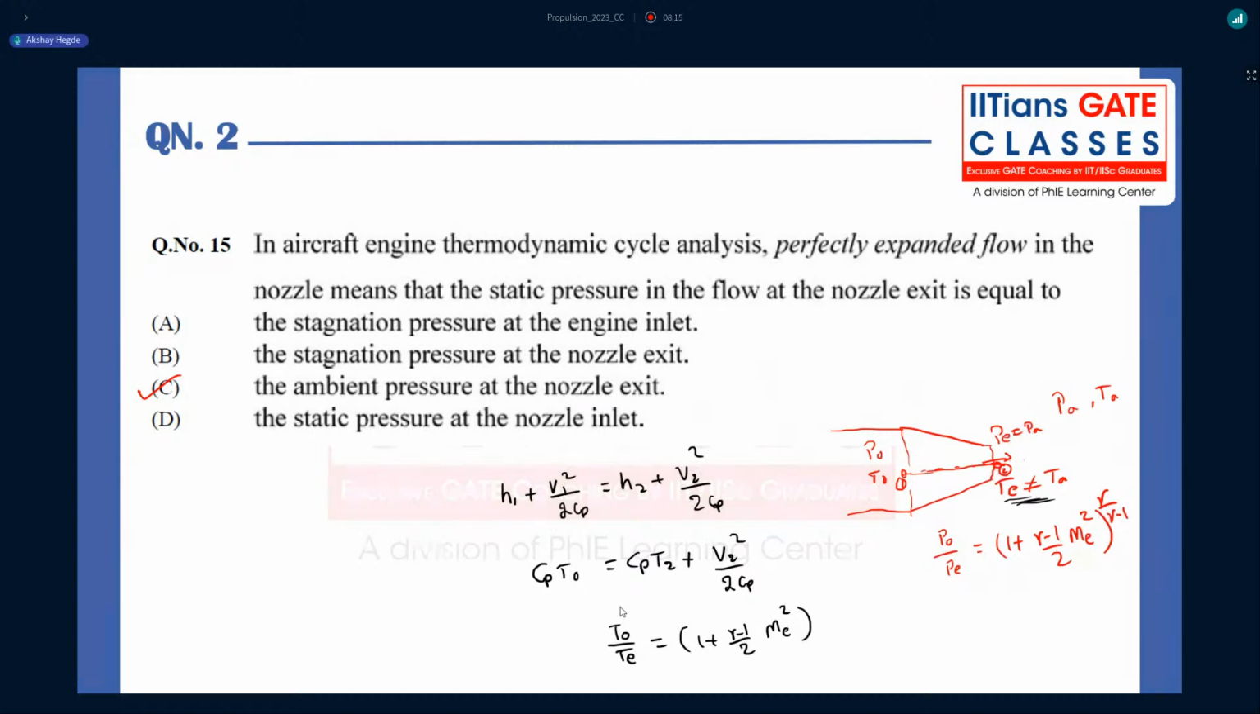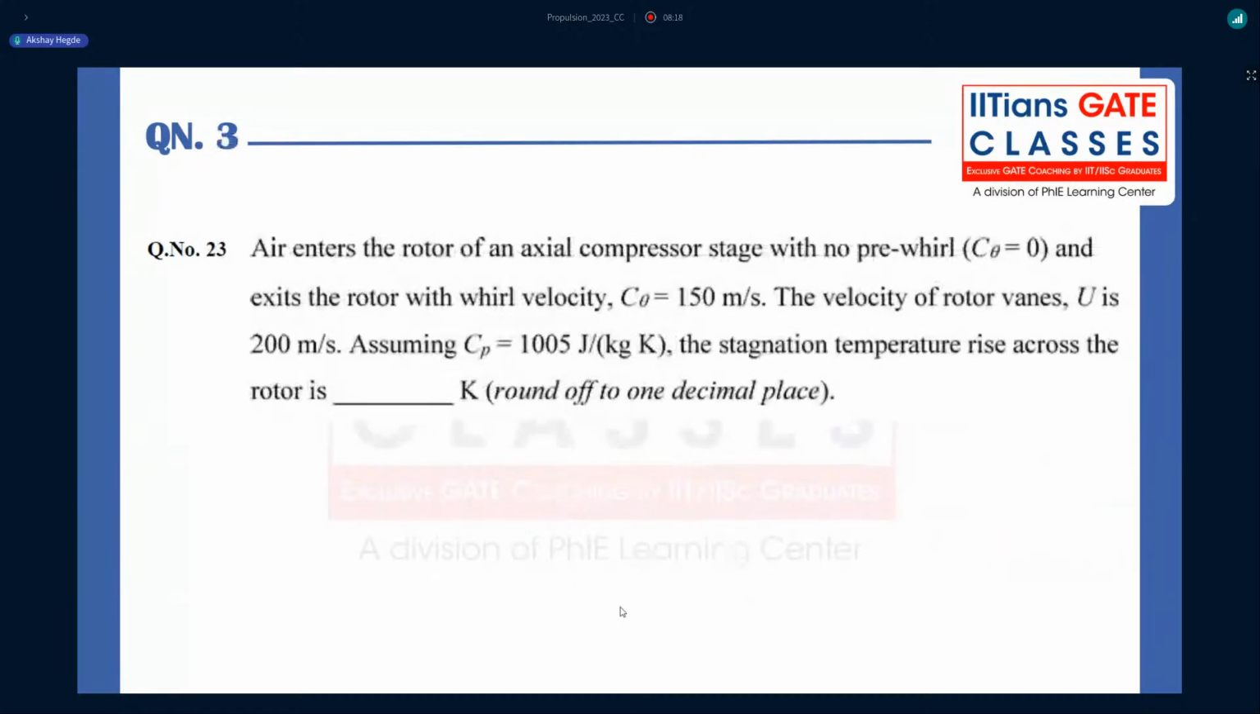Okay, sure. So let us move on to the next question. Air enters the rotor of an axial compressor stage with no pre-whirl, that means C theta is equal to 0, and exits the rotor with the whirl velocity C theta equal to 150 meter per second. The velocity of the rotor vanes U is 200 meter per second. Assuming Cp is 1005 joules per kg Kelvin, the stagnation temperature rise across the rotor is. So it's a very interesting question again. It is a 1 mark question, remember.